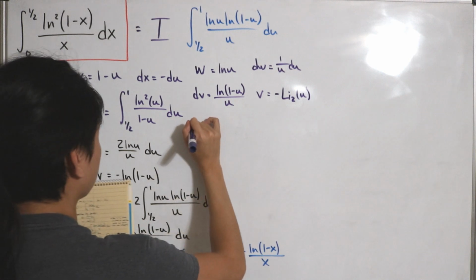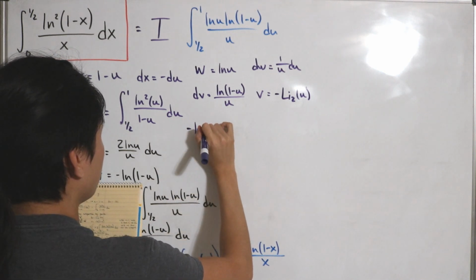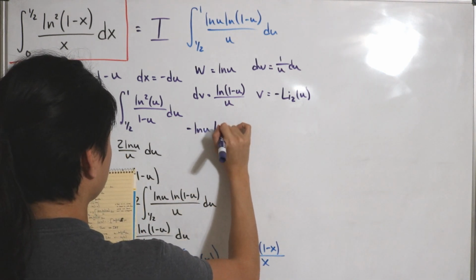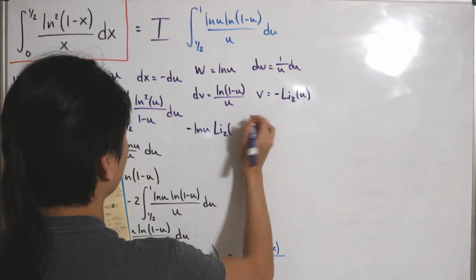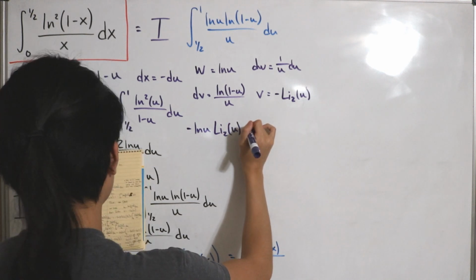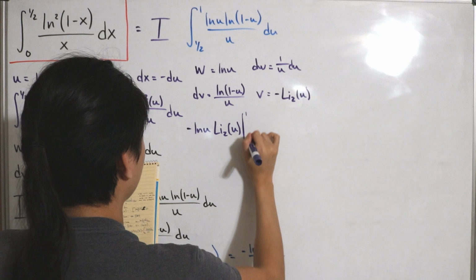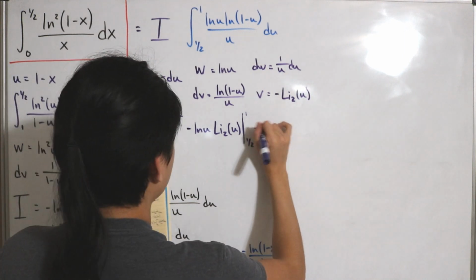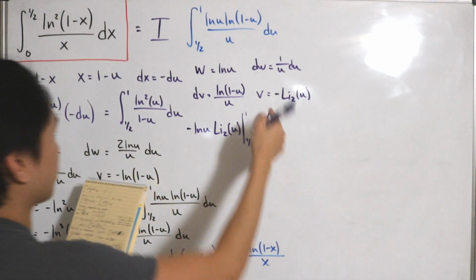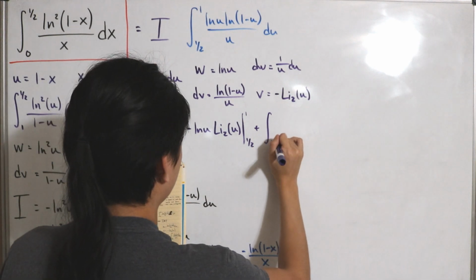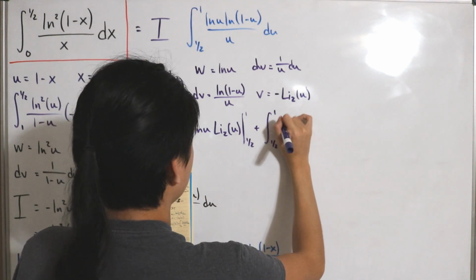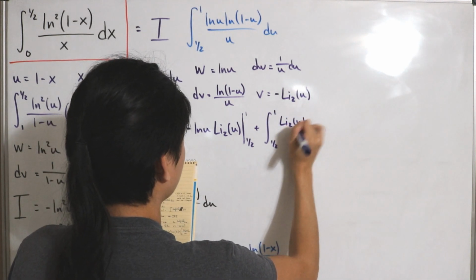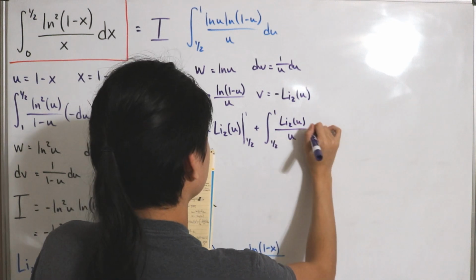So now this will yield us negative ln of u multiplied with the dilogarithm of order 2 at the variable u, then evaluate this from 1 to 1/2, and now just put in the integral. So I factor out the negative coming from here, so this is from 1/2 to 1 of just the dilogarithm of u and then divided by u du.